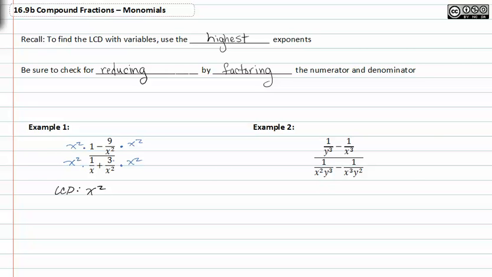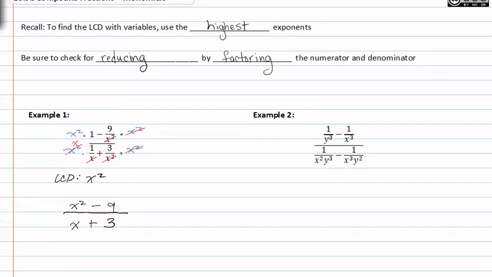Notice that when we do this, some of our x squareds will divide out. So we get x squared times 1, which is x squared, minus 9, because these x squareds divide out. 1x divides with 1x here, and we're left with just an x. So that gives us just x times 1 plus, notice these x squareds also divide out, and we're just left with 3.